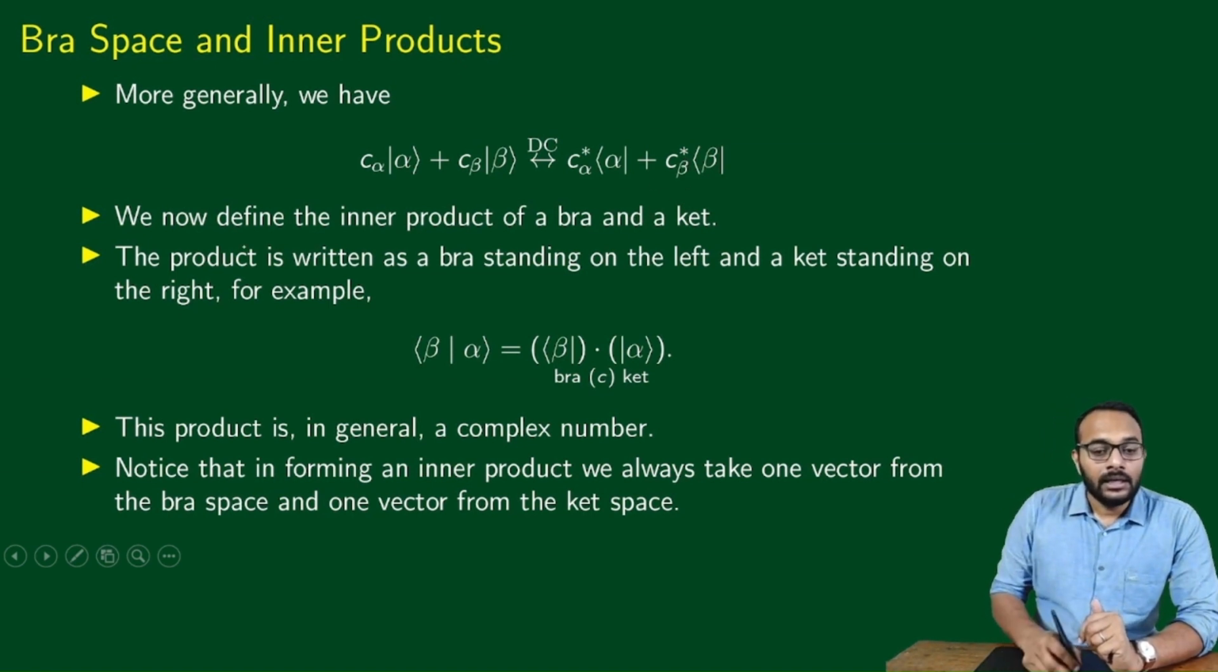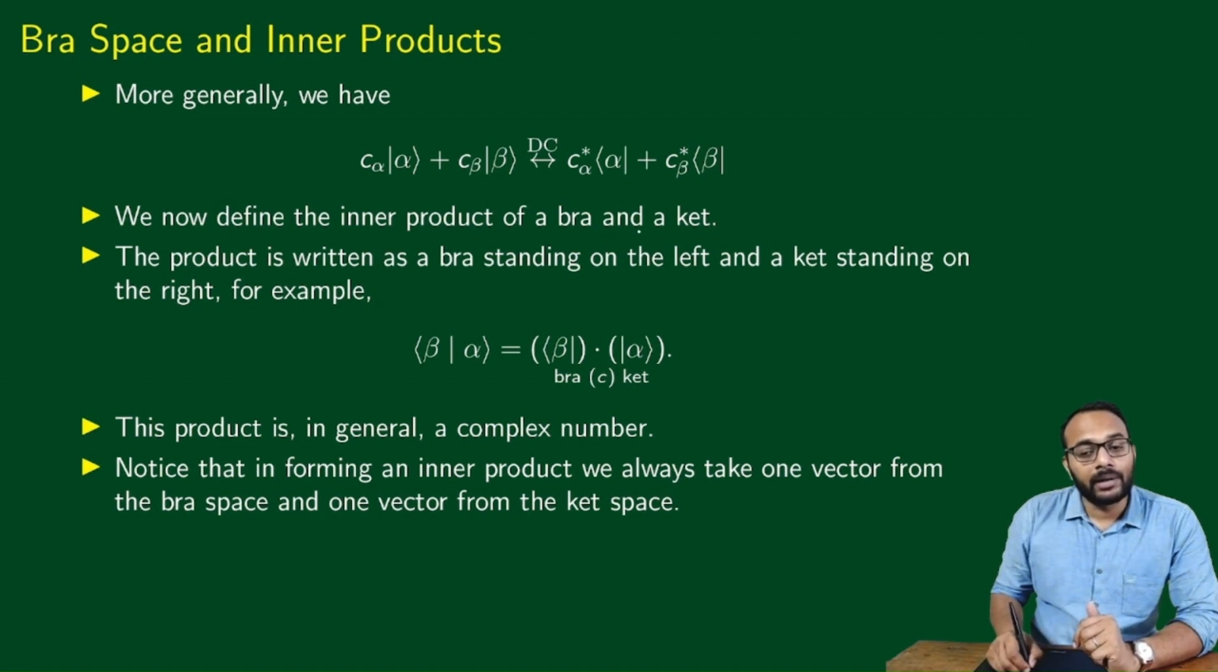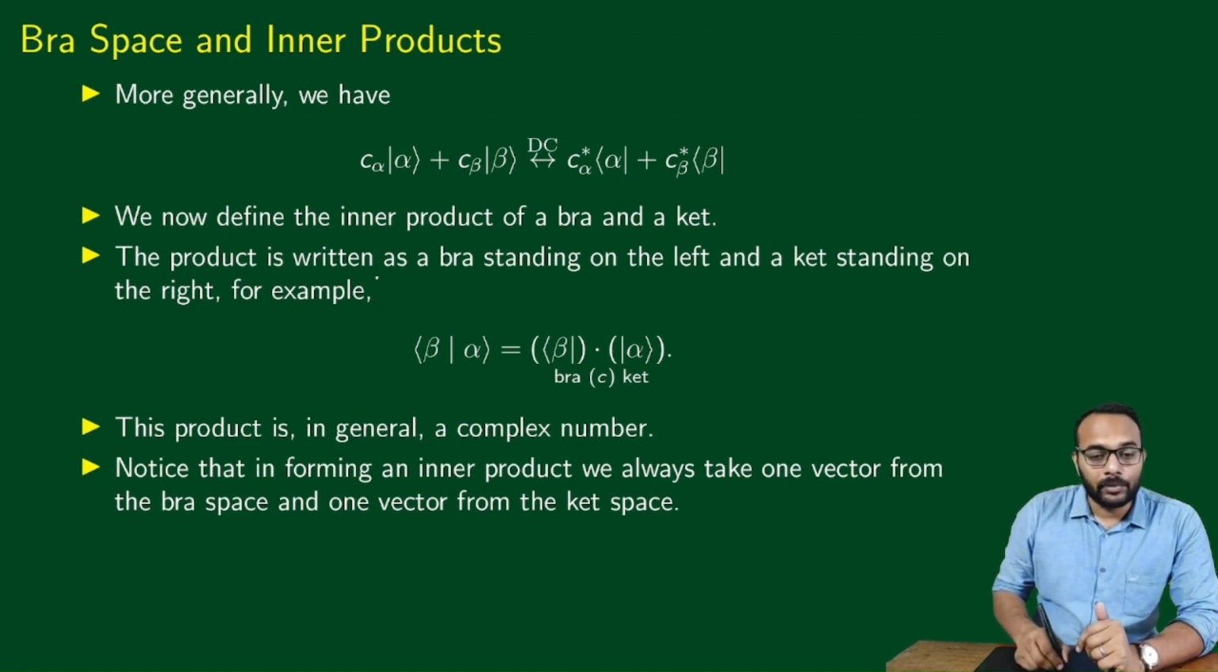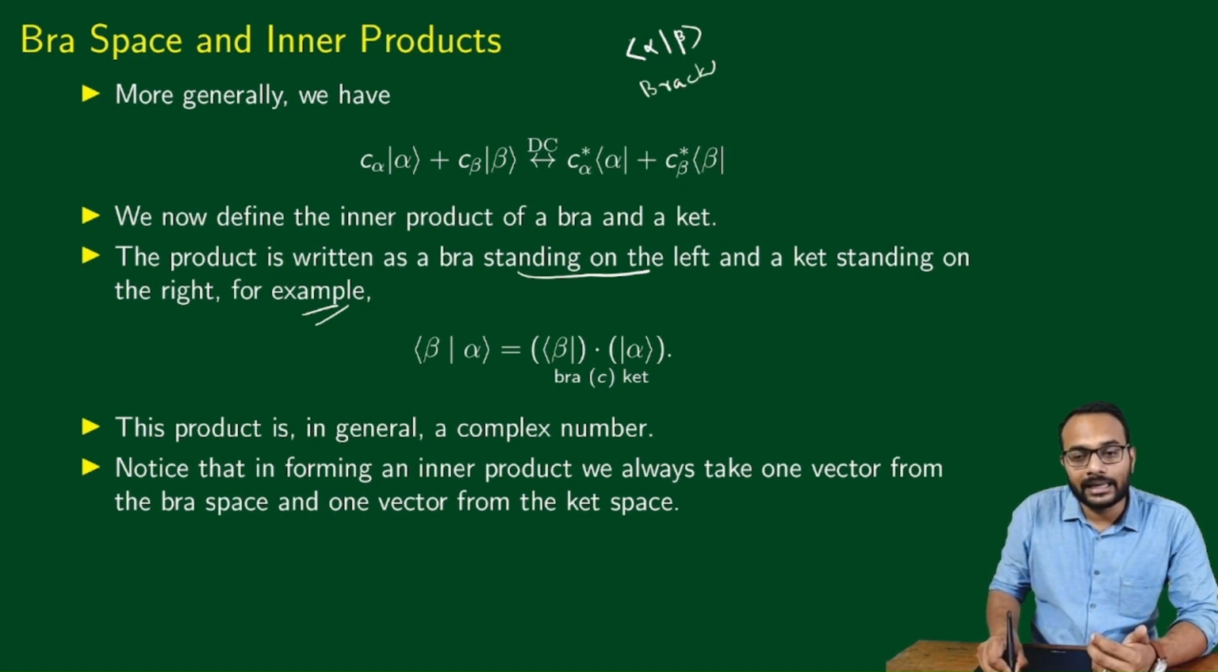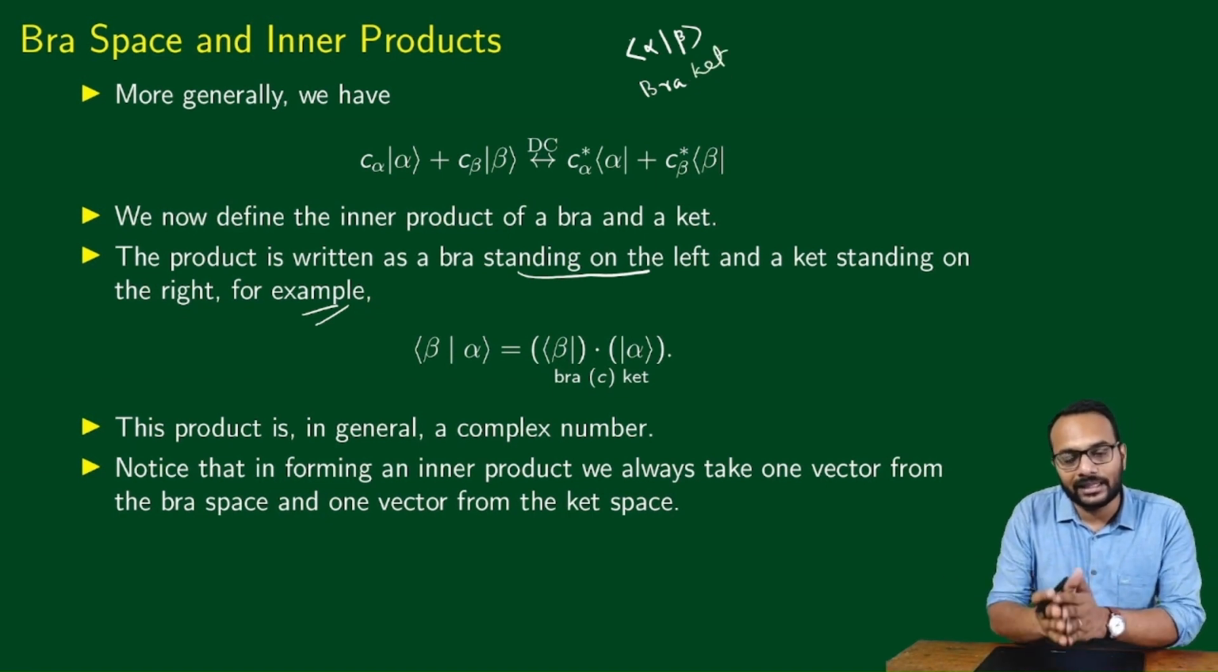Now we can define the inner product of a bra and a ket. The product is written as a bra standing on the left and a ket standing on the right. So we could define a bracket. If you have a bra alpha and ket beta, we can simply combine them and call it a bracket. So basically Dirac took this word bracket and divided it into two.